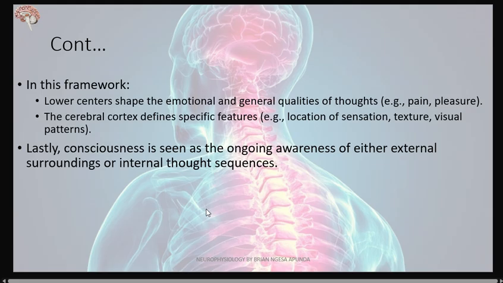The higher centers are normally charged with a logical approach to thought. So the cerebral cortex defines specific features, for example, location of the sensation, texture, visual patterns. So these thoughts, or the thinking process under the cerebral cortex, are likely to have a lot of evidence.